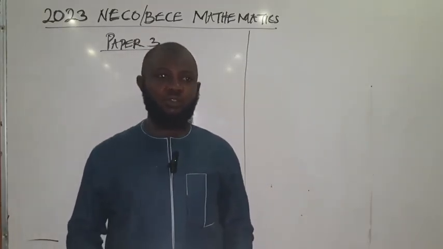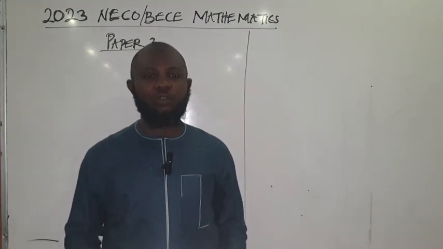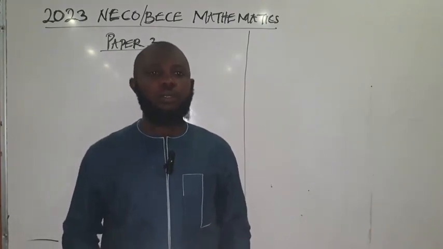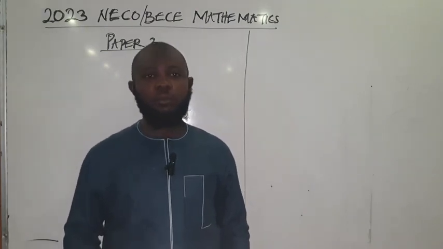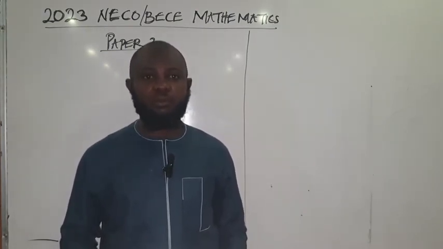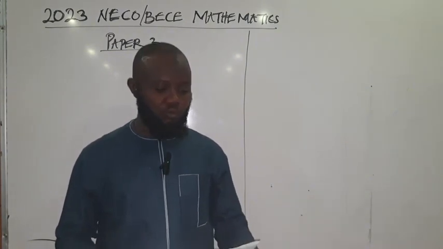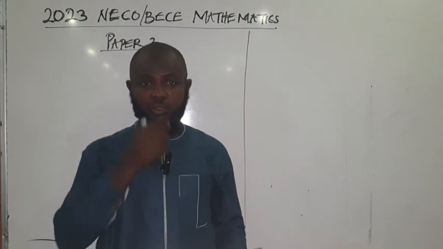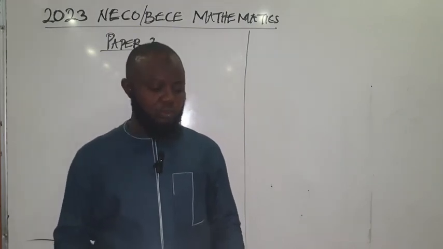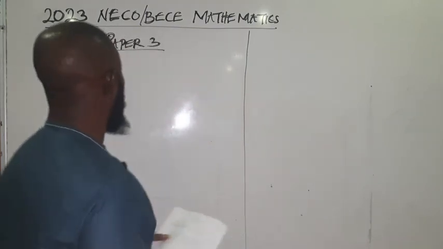So in this class we want to complete the solutions to 2023 NECO BECE Mathematics paper 3. So we have done paper 1, paper 2, and this is the last part here, which is paper 3. We just have two questions to solve, though actually the two questions have sub-questions, which we want to solve. So we'll start with the first one.